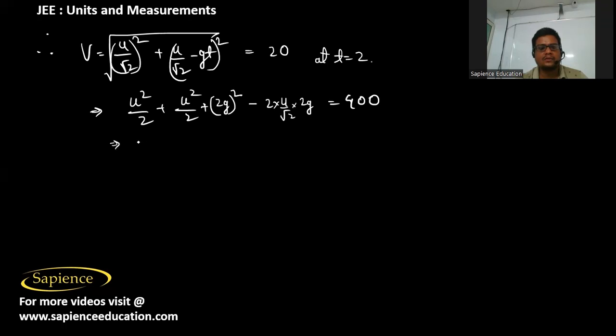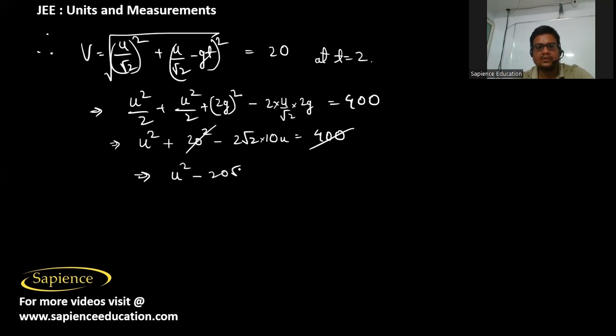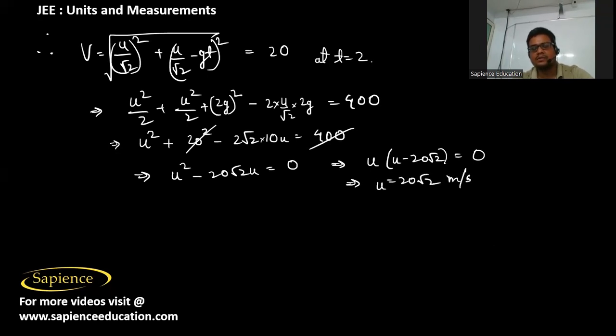So this will be equal to u square plus 20 square minus 2 root 2 into 10 u, since g is 10, that is equal to 400. So 400 and 400 will get cancelled. So u square minus 20 root 2 u is equal to 0. Therefore u into (u minus 20 root 2) is equal to 0. So u cannot be 0, so u should be equal to 20 root 2 meter per second.